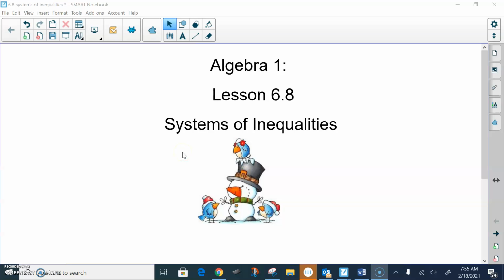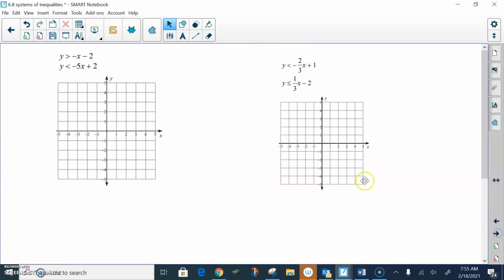This is Algebra 1, Lesson 6.8, Systems of Inequalities. So we've studied systems of equations, and we would graph two lines and find where those two lines intersect. And we've studied inequalities, and now we're going to put the two together. We're going to graph two inequalities, and we're going to see where their solutions overlap.